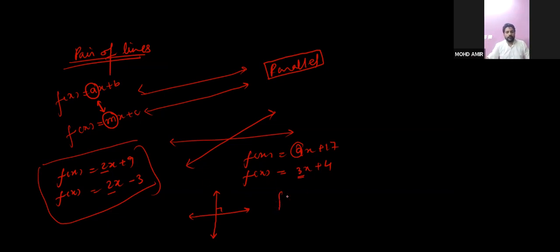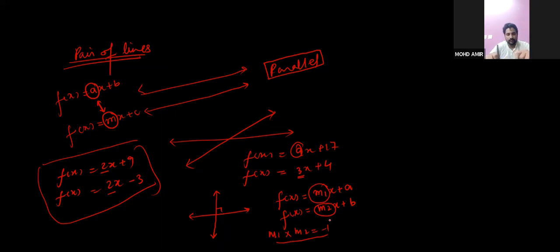so suppose there are two lines, f(x) is equal to m1x plus a, and there is a second line whose slope is m2, so it will be m2x and its intercept is b. So if the product of these two slopes, m1 and m2, is equal to negative 1, we can say that these two lines are perpendicular.